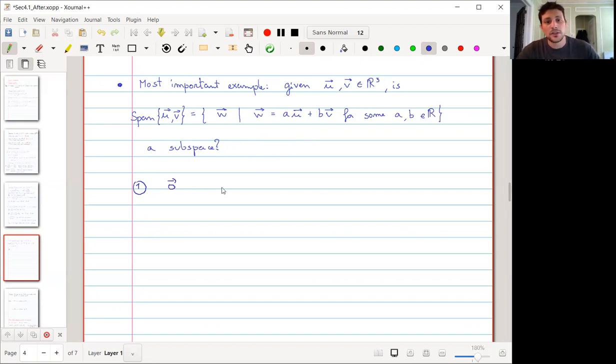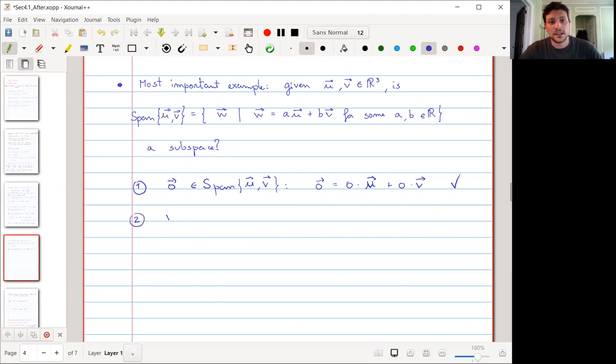Well, the first question is, does 0 belong to the span of UV? And the answer is yes, because I can always write 0 as a linear combination with 0 weights of U and V, 0 coefficients of U and V. So it's always in there.